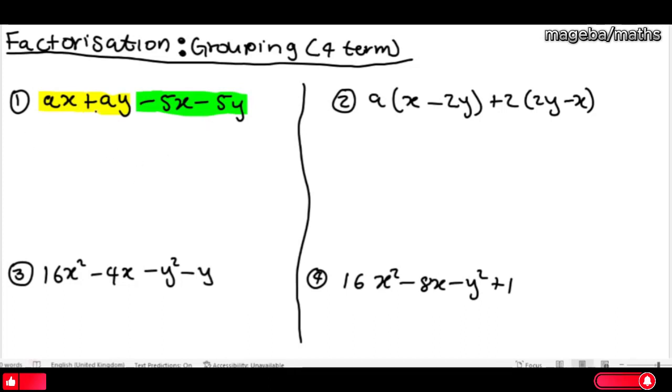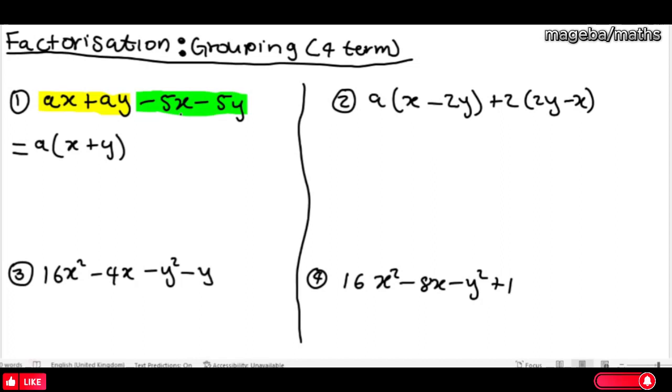So the first step, by grouping these two and two, we can see that in the first group there is a common factor, which is a. If we take a from these two terms, we are left with x plus y. If we times this and this, it gives us this.